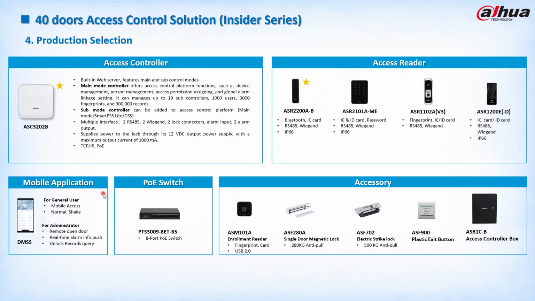For the mobile applications, we have two types of users. The general user can only access the mobile device, and can use the normal mode or the shake mode to access the device itself. The administrator can do the remote opening of the door, and has real-time push alarm, information notifications, and unlocking records query. These two modes are mostly used when you want to access the device, for example, remotely.